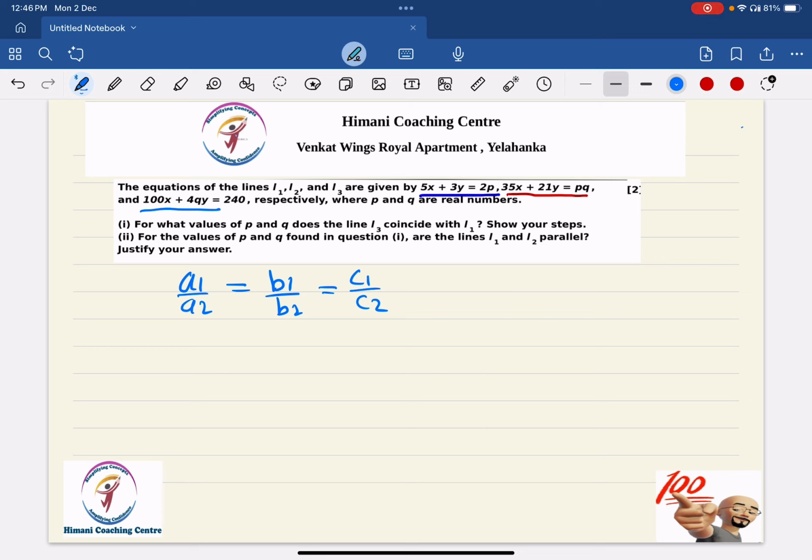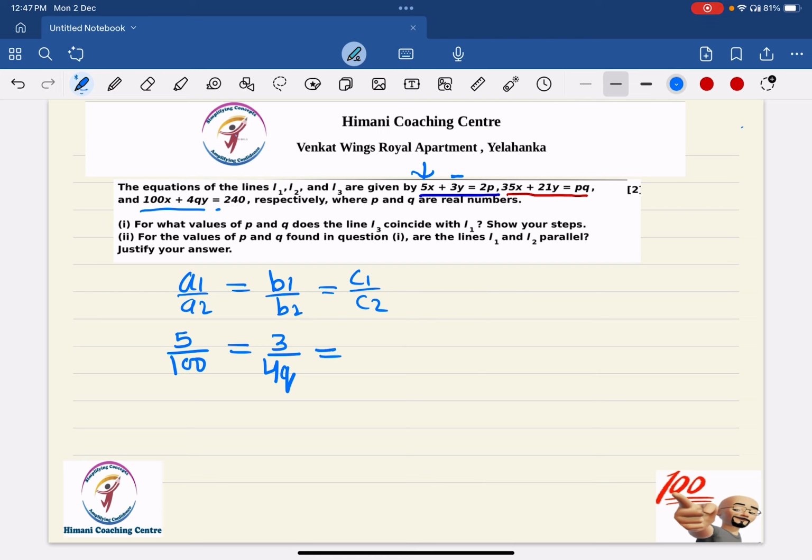So for L1, A1 is what? 5. So we write 5. For L3, A2 is 100. So 5 by 100 should be equal to B1 by B2. B1 here is 3, the coefficient of y. And B2 here is the coefficient of y, which is 4q. Remember that. Because how do you find the coefficient of y? Just remove y, whatever is left along with sign, that becomes the coefficient. Okay, here it is plus 4q. So we don't write plus, but that's taken for granted. But remember that if it was minus, we would have taken minus.